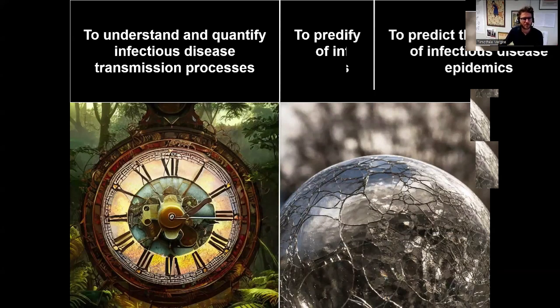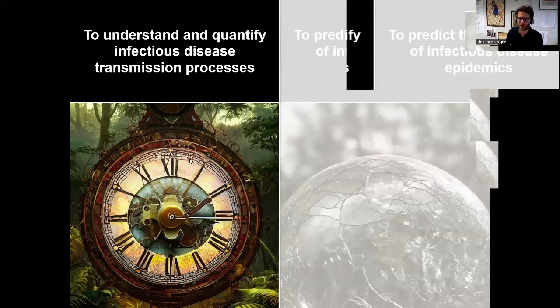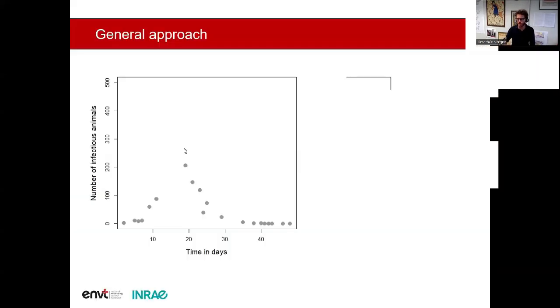So let's just take the first objective. The general approach for this first objective is that we usually have some epidemic metrics. In this graph, it's the incidence per day: the number of new cases occurring per day. But it could also be the result of a seroprevalence study, or several time points where we calculate the proportion of infected animals. So we need a measure of the epidemic.